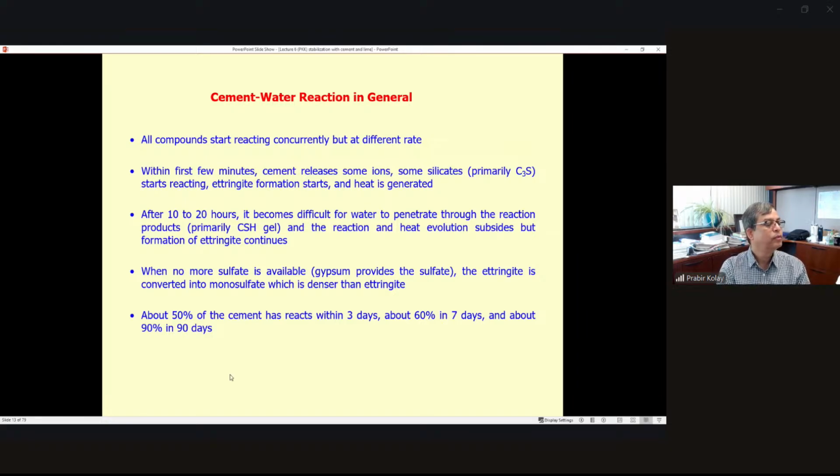Mostly when you add cement, 50% of the cement reacts in 3 days, 60% in 7 days, and 90% later. That's why most of the time, even in concrete, we calculate the strength after 7 days, 14 days, 28 days, like that. So that's the reason. 50% of the cement reacts within 3 days. Okay?